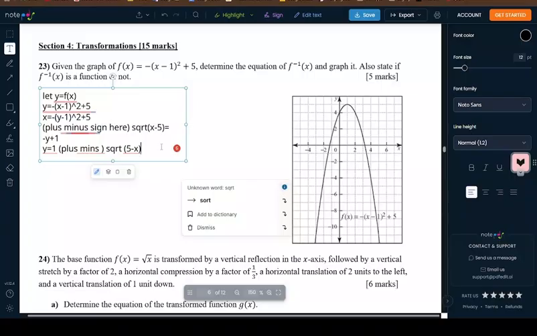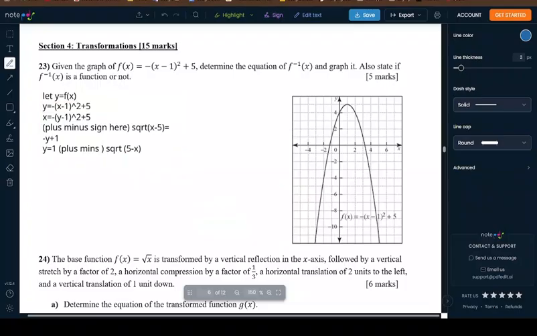So what is this? We have plus minus. So what will the function look like? We have done this in class enough for you to give us a rough sketch. This is not a function. This is always the inverse of a quadratic, because you're reflecting over the line y equals x. So this is what you have.